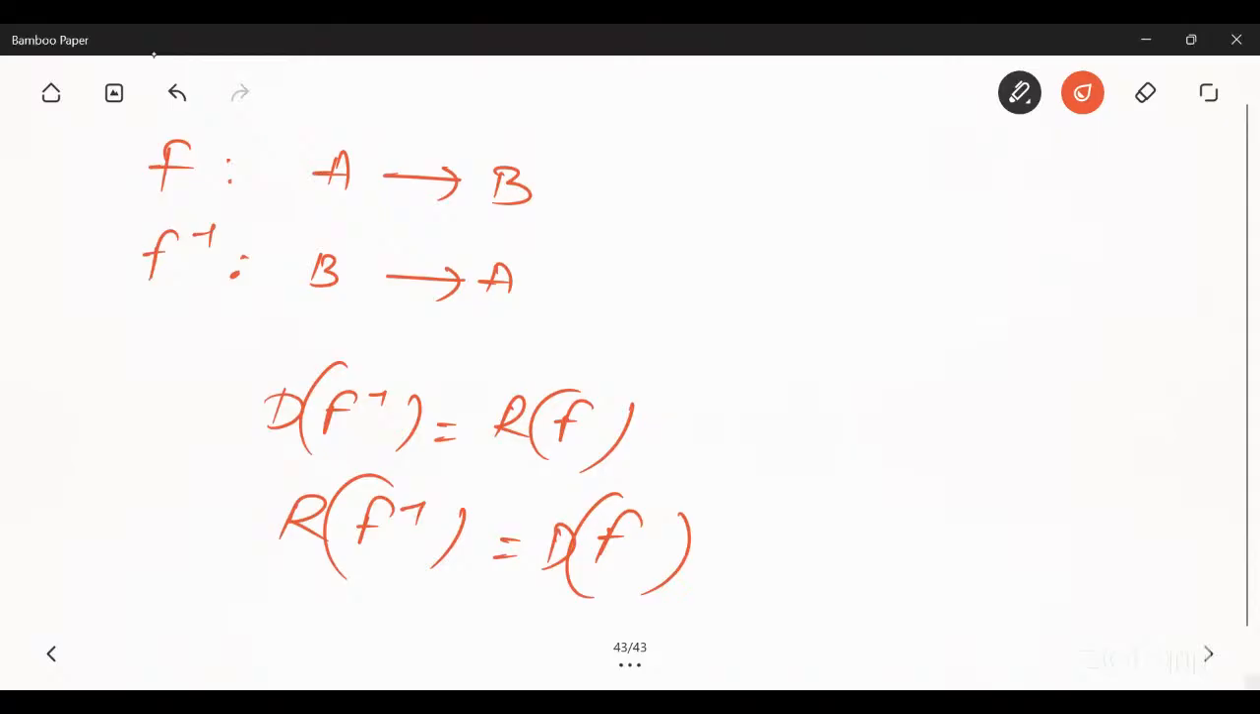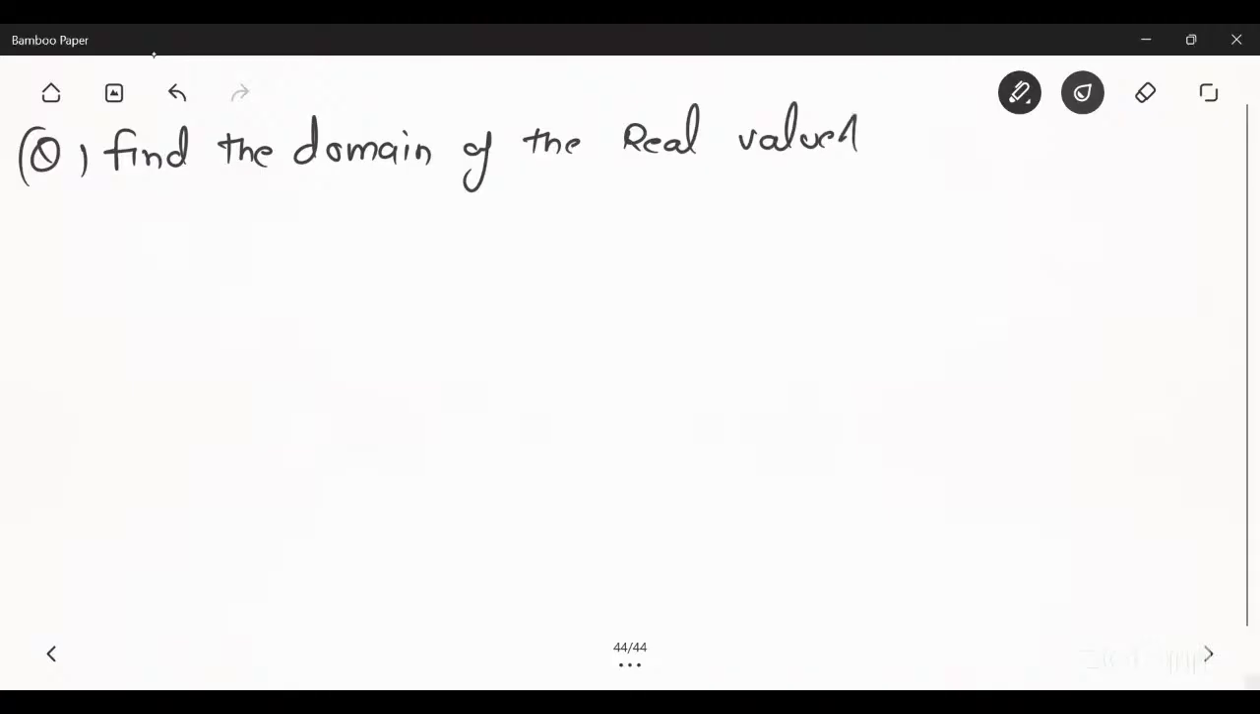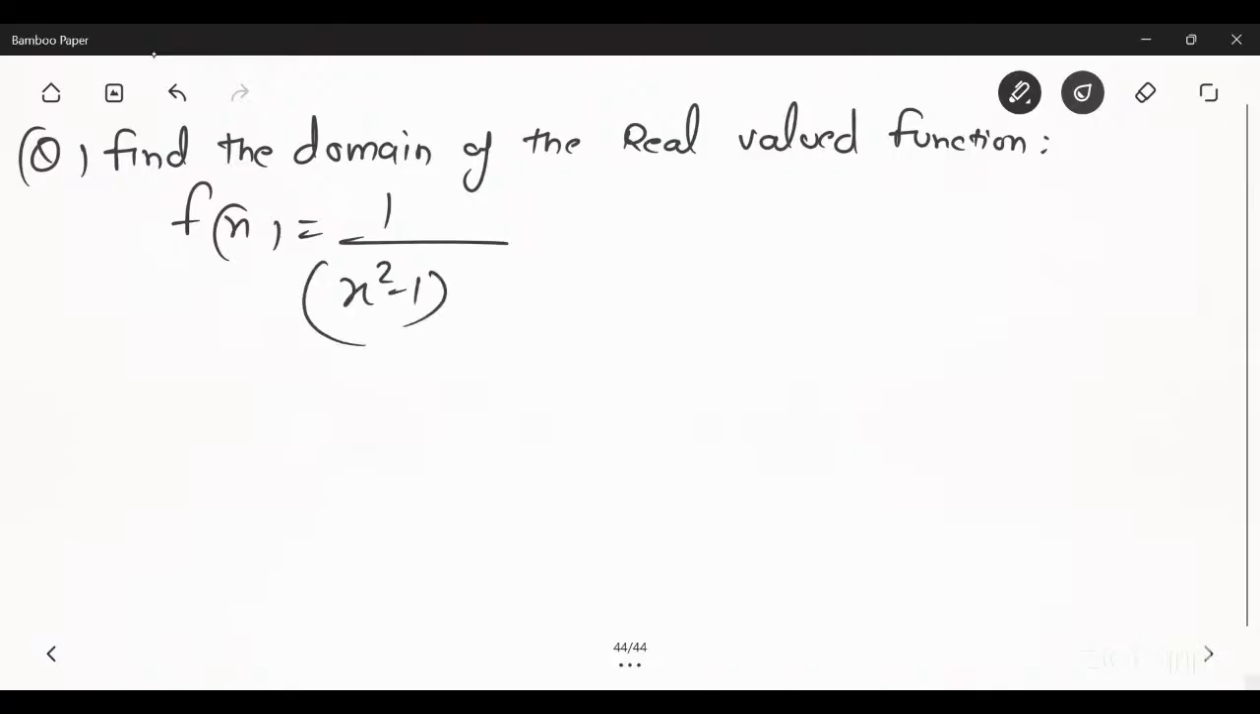The first question is, find the domain of the real valued function f(x). f(x) is equal to 1 upon x square minus 1 and x plus 3. So that's your function.